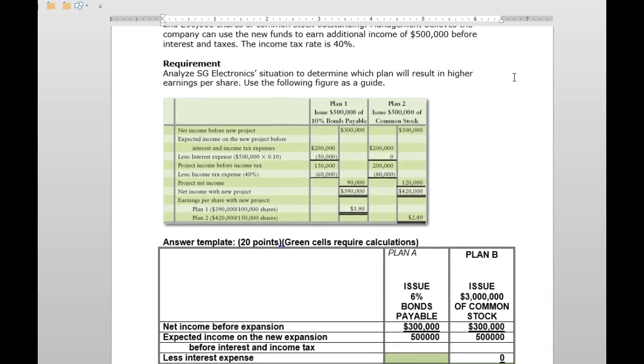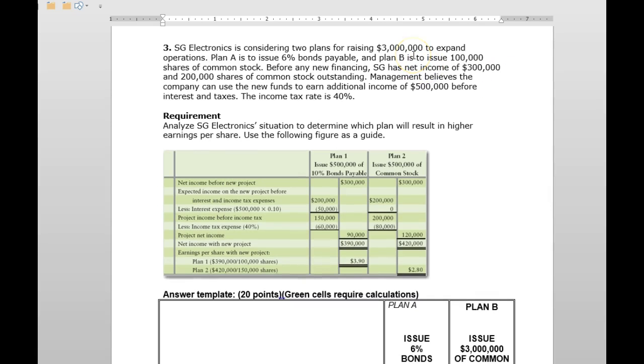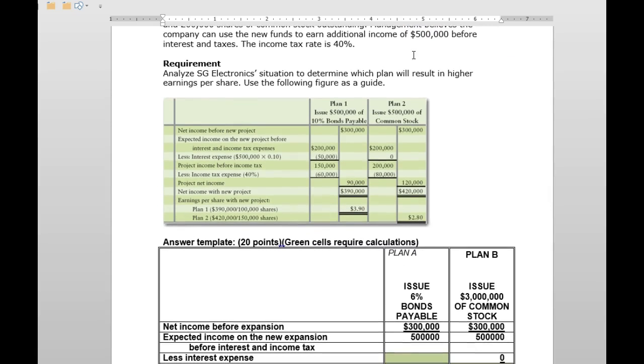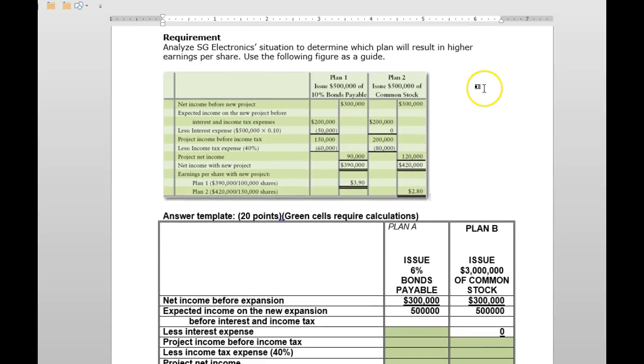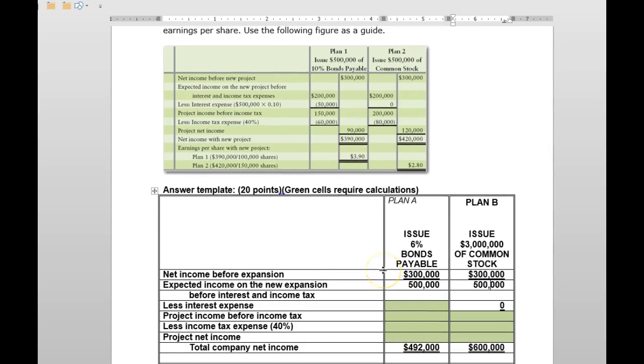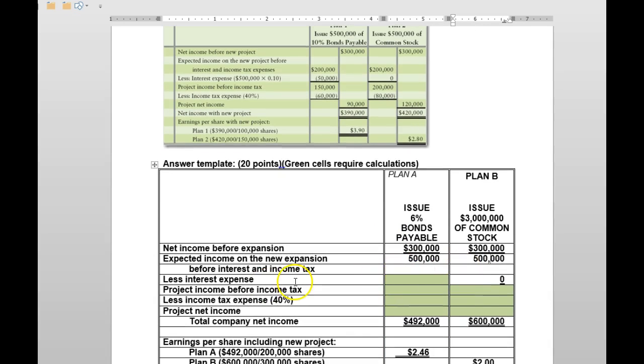So first of all, you have a $3 million bond. I take that back. They're telling you the net income before expansion is $300,000. The expected income from the expansion is $500,000. Probably would help if we put some commas in there. And now, which way are we going to be better off?